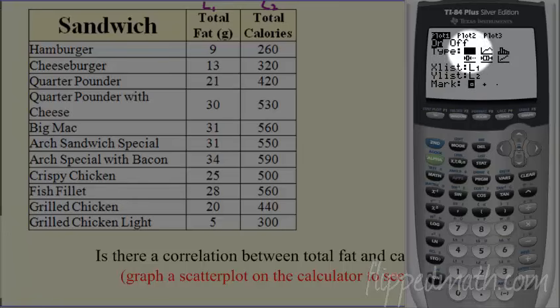So I definitely want to make a scatter plot, so it's highlighted. This is from L1, L2. If you need to change it, you can change that at any time to whatever list you're talking about. And then you can mark it with a square, plus, or a little dot. I'm going to leave it with a square, and I'm good to go.